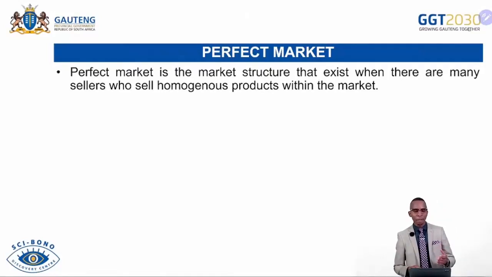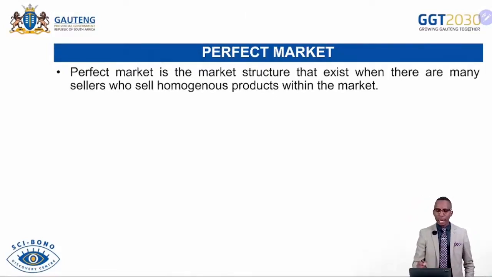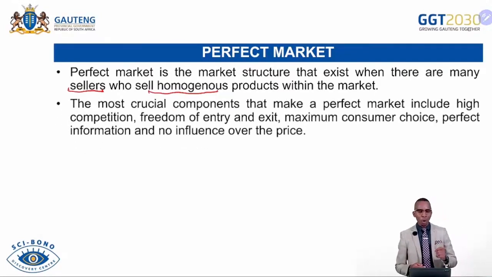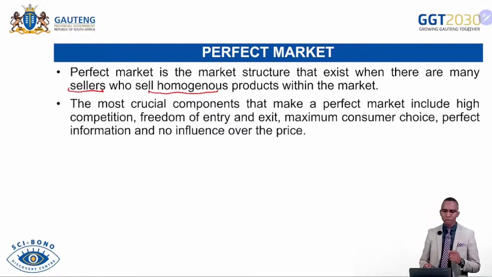Remember we said the perfect market is the market structure that exists when there are many sellers. The main point here is that there are many sellers who produce a homogeneous or similar product within the market. So that becomes a perfect market, even though a depth discussion is still to be given so that it can be clear. These sellers are selling homogeneous products, and none of them has an influence over the price, meaning the price is determined by market forces, demand and supply, within the industry.